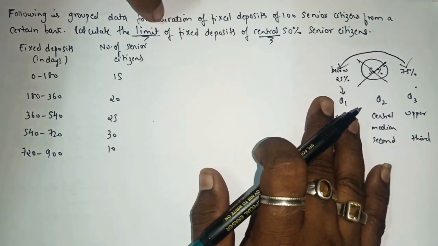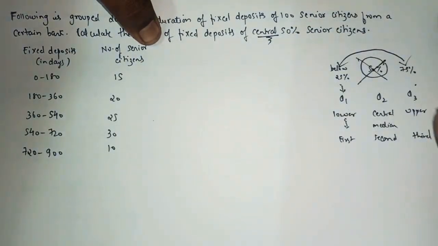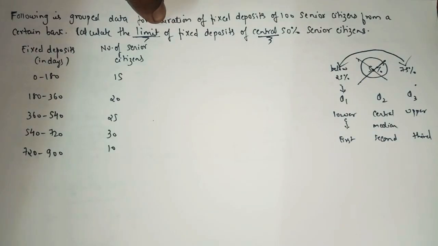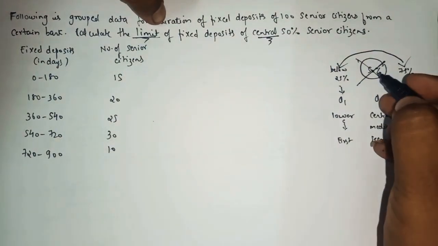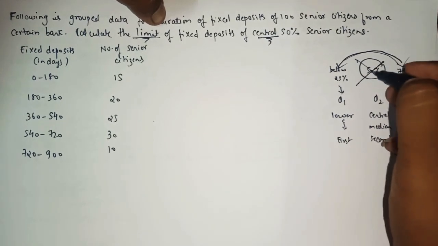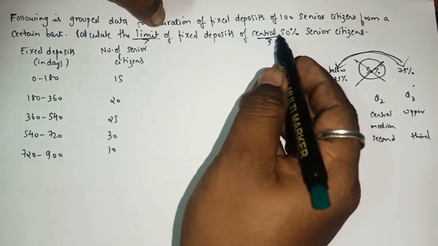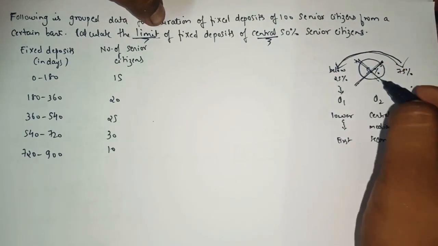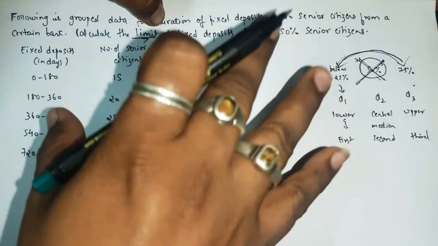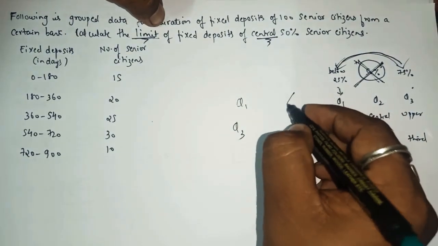Got the difference? Understood? Suppose I read the sentence: calculate the fixed deposit of the central 50%, below 50%, it means Q2. If they use the words limit central 50%, it means the middle 50%, the range that lies between these two. That means the central 50% of the senior citizens lies between these two. The meaning of this sentence is that. So whenever the words limit 50% come, directly or indirectly, you have to find Q1 and Q3. You don't have to find Q2.